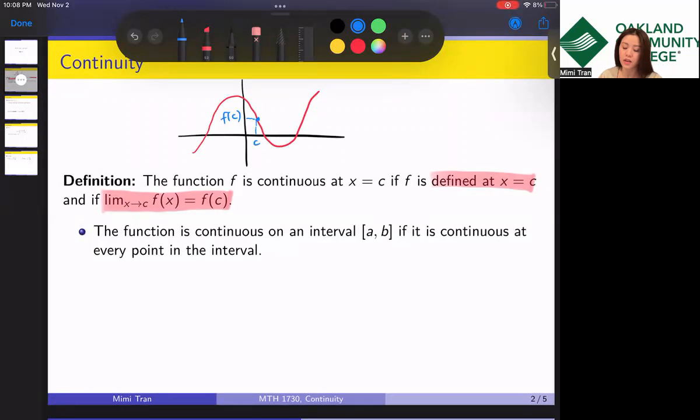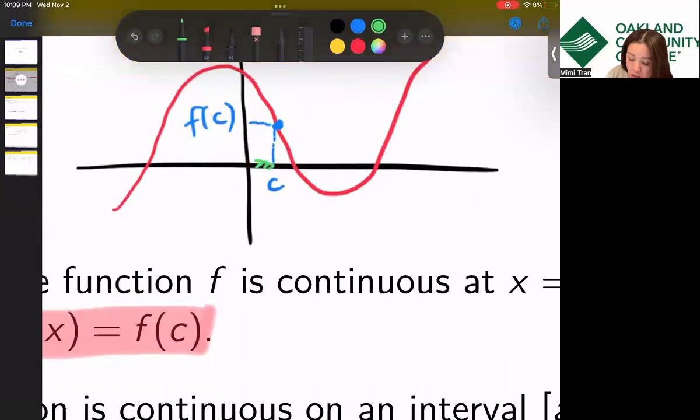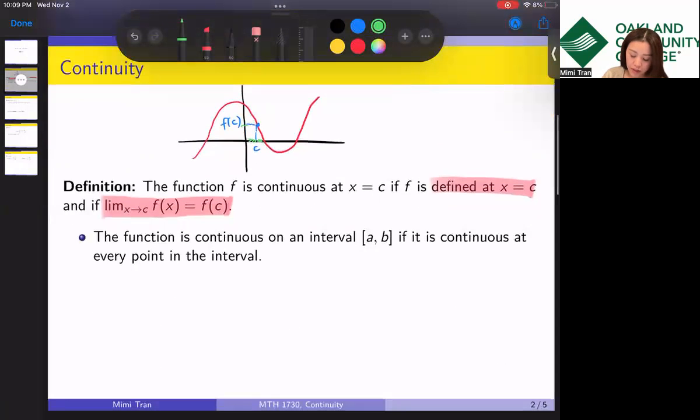So the first piece: this function is indeed defined at c, right? Say c is 1, when I plug 1 into the function, I have a height, right? So it is defined at c. Now, the limit as x approaches c from both sides, from the left of c and from the right of c, should also be equal to f of c. Then f is continuous. Okay. The second thing is that the function is continuous on the interval a, b if it's continuous at every point on the interval.